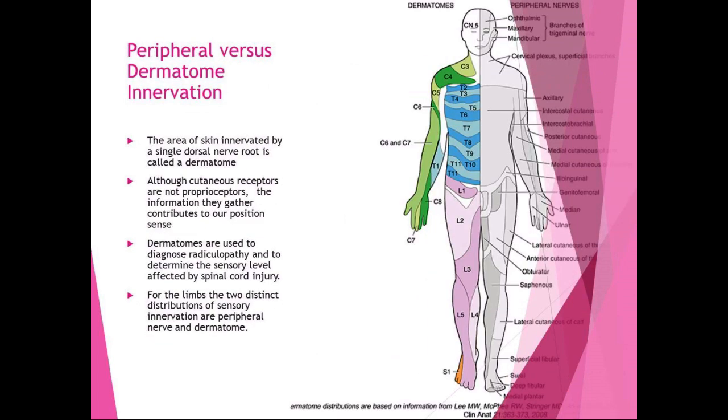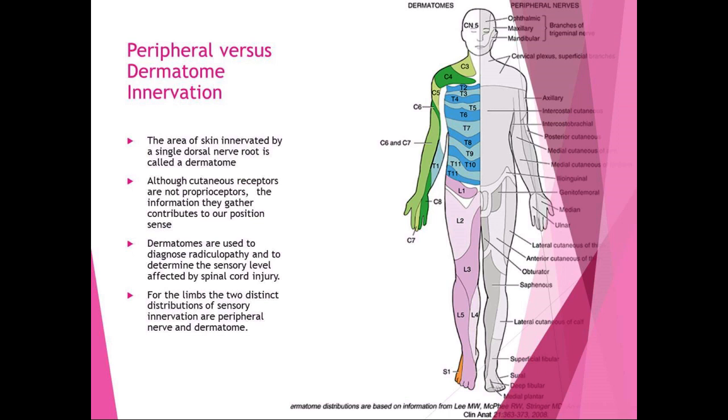The area of skin innervated by a single dorsal nerve root is called a dermatome, and we have talked about this briefly in other classes. Although the cutaneous receptors are not proprioceptors, the information they gather does contribute to our position sense. We'll talk about the receptors that specifically are proprioceptors, but all the information we're getting from our skin contributes to our proprioception as well.